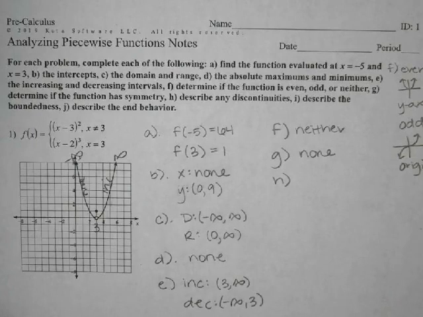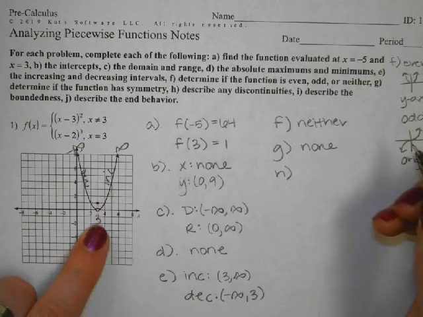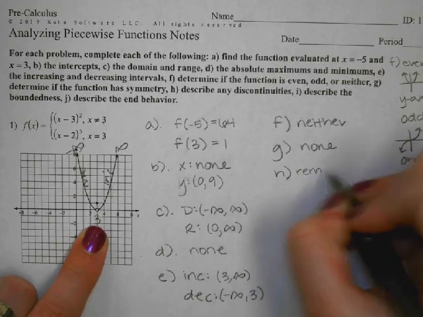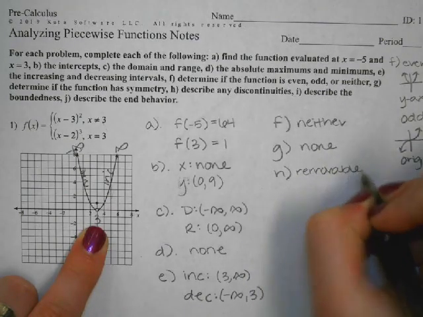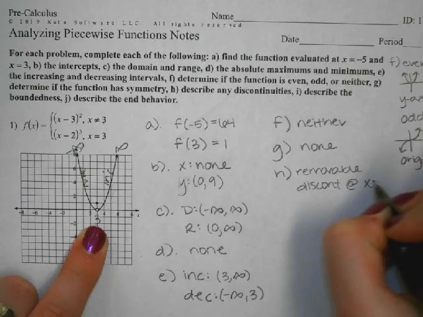Discontinuities, your piecewise functions should have lots and lots of discontinuities as you're going through this assignment. Not like each assignment problem should have 5, but pretty much every problem is going to have at least 1. So I'm going to say that we have a discontinuity at x equals 3, and it's removable. So I'm going to write removable discontinuity at x equals 3.